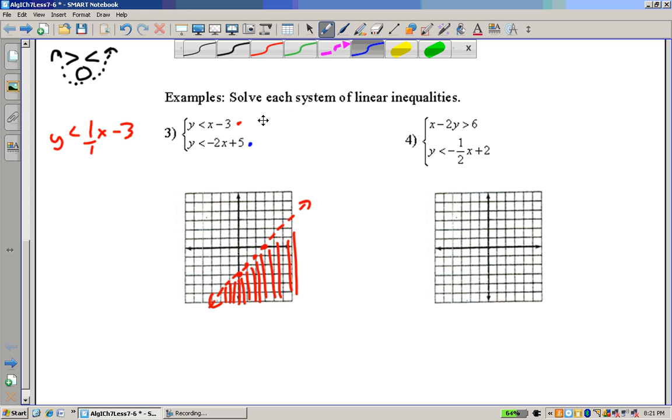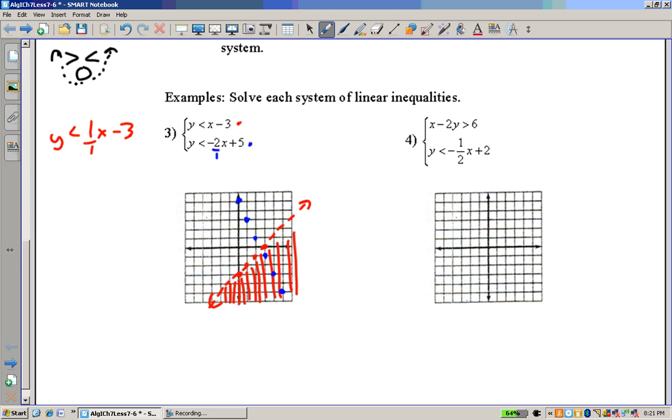Now let's look at all the solutions to the blue inequality. Again, we're going to rationalize this. We're going to put -2 over 1 into fraction format. We're going to go up 5, the y-intercept. So we're going to go up 5, 1, 2, 3, 4, 5. We're going to rise -2, run +1, and we're going to continue that.